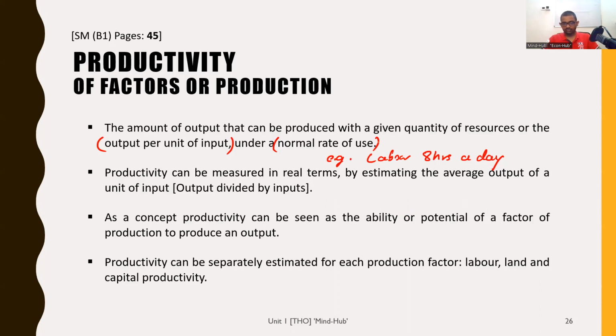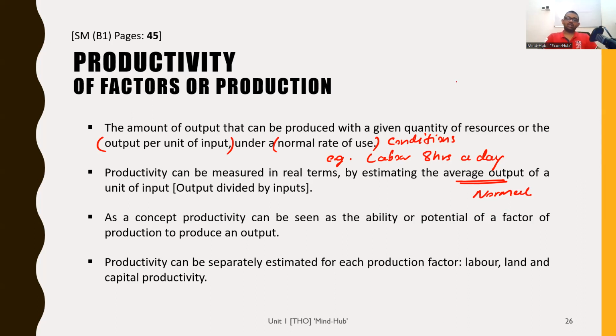Under normal rate of use, or we say normal conditions, if we use inputs, how much output can we produce? That's why when we want to talk productivity, we always use the term average output. Productivity is the average output. The word average gives the meaning of normal output. Get it? Average output, normal output we can get using an input.